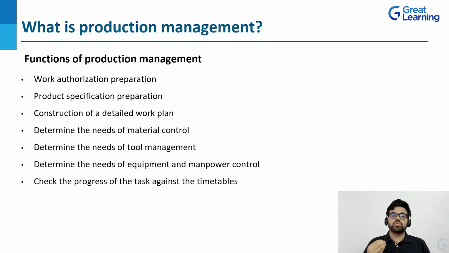Then you need to check the progress of the task against the timetables or the timelines that you are running, right? You don't want to lose out on any big orders from the clients that have been coming. You want to make sure that everything is smoothened in a way that your timelines are met in a more appropriate manner. You always strive to be on time. That is how a production facility works. So these are the functions of production management that we are talking about.